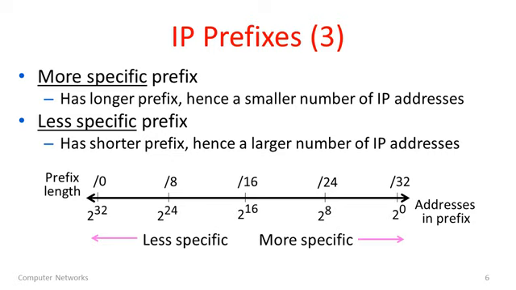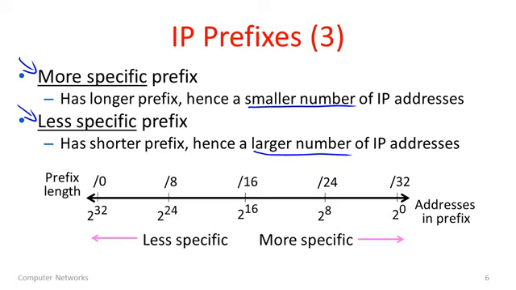There's a little more terminology that goes with prefixes that we need to know. We can talk about either more specific or less specific prefixes. More specific means that the length of the prefix is longer. That is narrowing the range of addresses because we're pinning down more of the bits at the top. So a more specific prefix will have a smaller number of IP addresses. Similarly, a less specific prefix is shorter. It allows more of the bits to be free, so it will have a larger number of IP addresses.